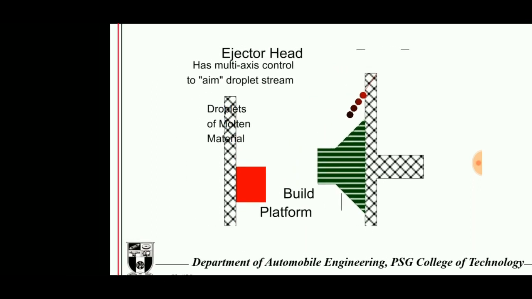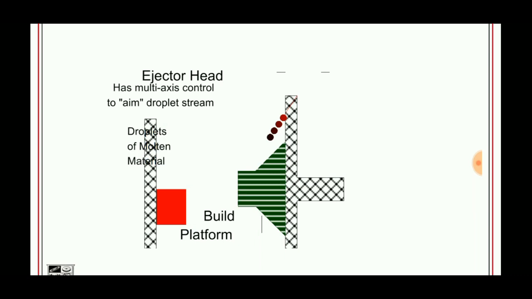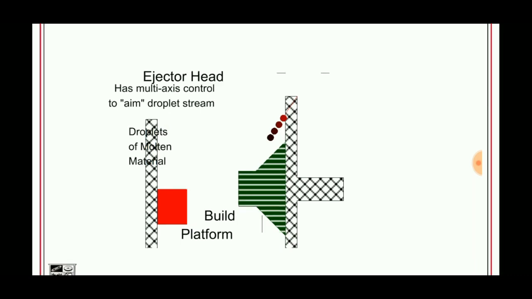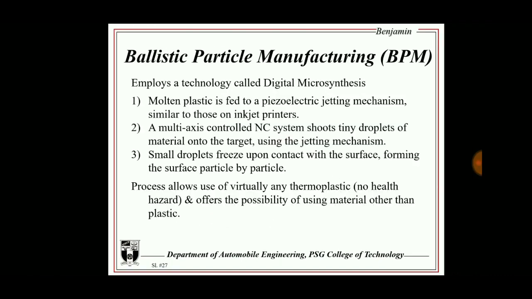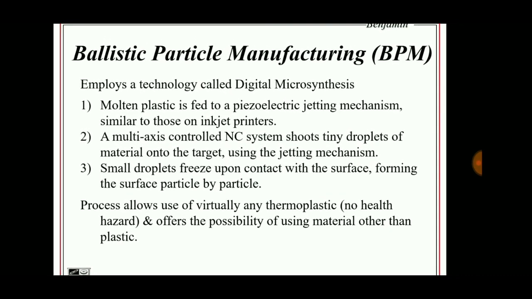This method has its own advantage because any kind of material can be built up using this method without any difficulty, because it uses a perfect, accurate jetting mechanism for building up a CAD model. Also, it can use any thermoplastic and it is not toxic to humans, and it offers the possibility of using materials other than plastic.